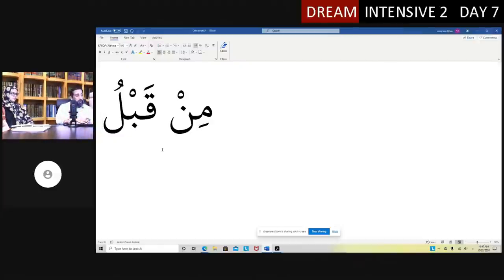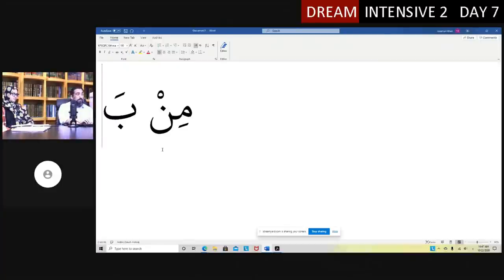So that's why you will find in the Quran something like min qablu. And you will also find min ba'du. Which are amazing. Let me show you this ayah and pull it up.